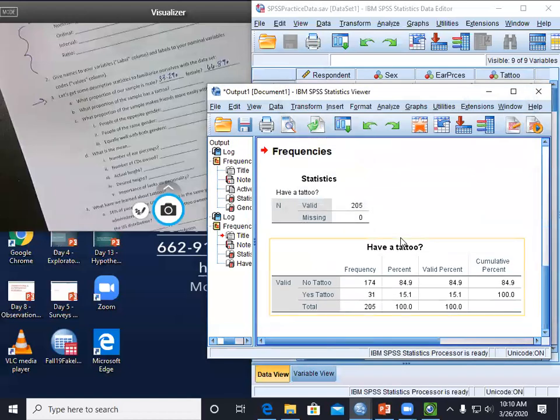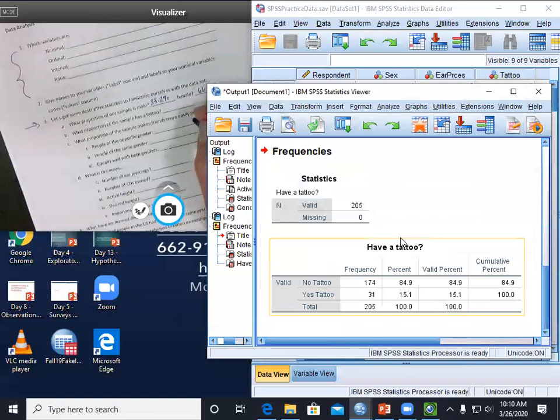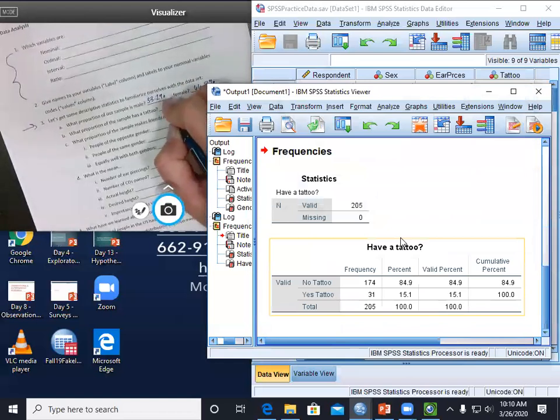All right, and here we see that 84.9% of the sample does not have a tattoo, and 15.1% of the sample does have a tattoo. For those of you who are doing this in SPSS, working along with me, please feel free to pause the video as you're doing these analyses, and then start the video again to compare your answer to my answer.